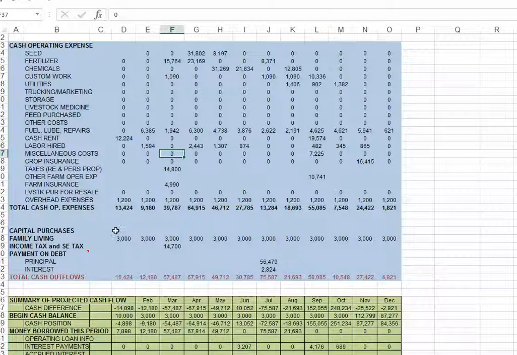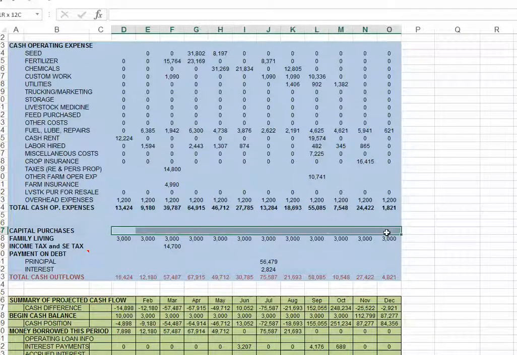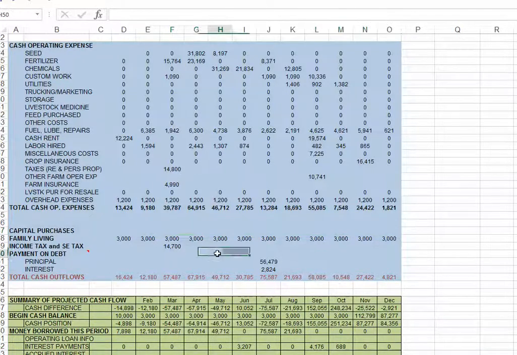This line for capital purchases right here would be a check you would write for a new machine. So remember that $70,000 tractor, and we were going to borrow 60,000. Well, 60,000 would be put as an inflow, and then you'd write a check for 70,000 in whatever month you projected.